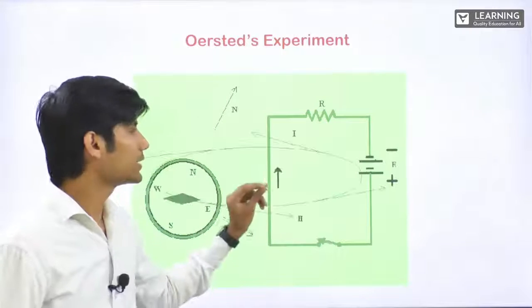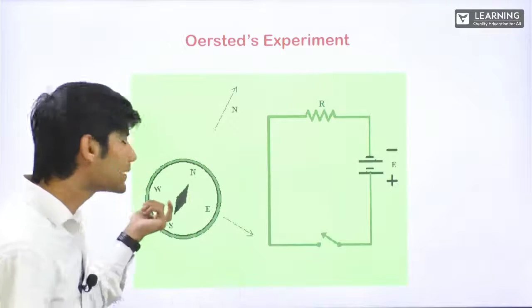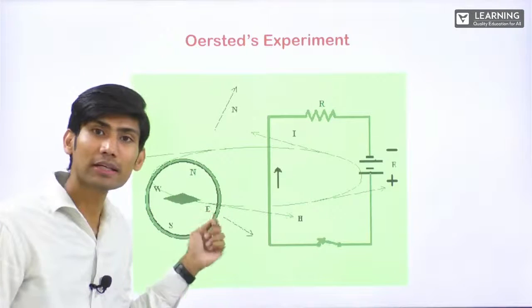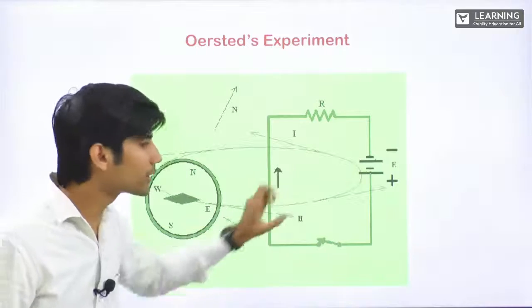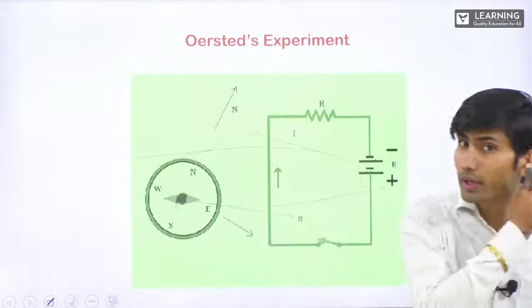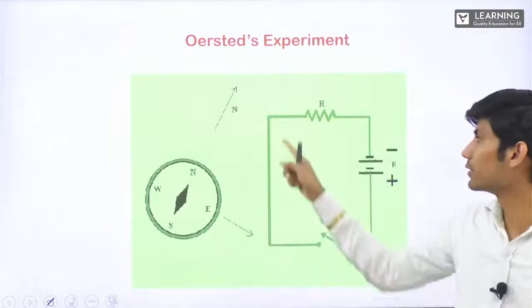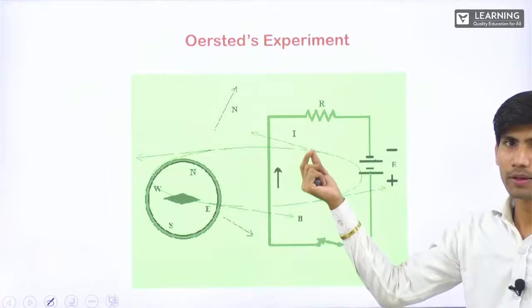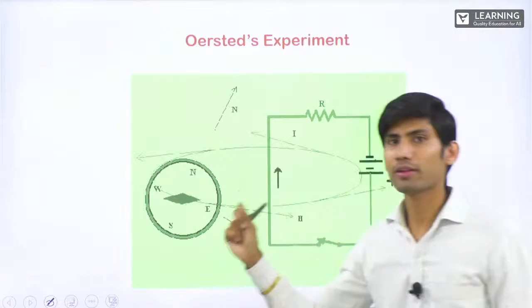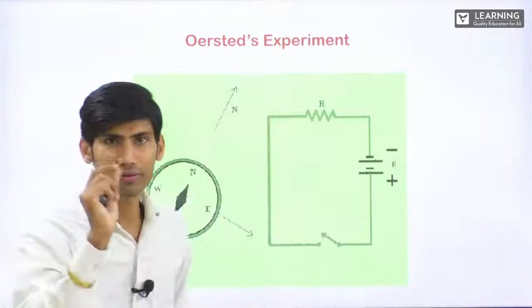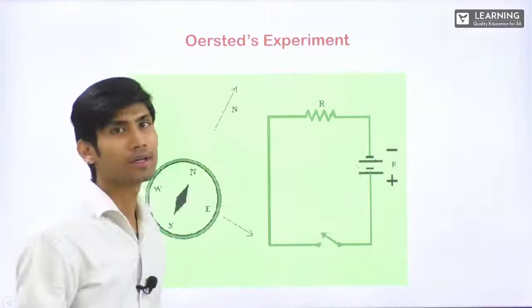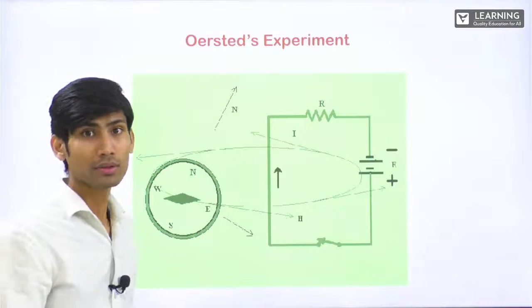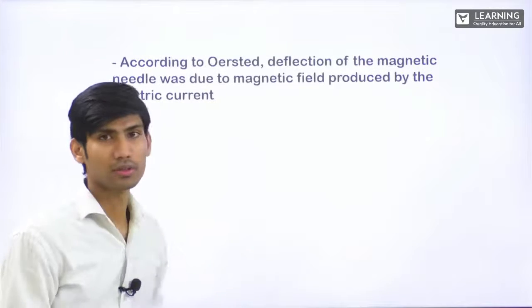Then he started increasing the current. The deflection in this compass started increasing. He started decreasing the current. The deflection in this compass started decreasing. With this particular experiment, finally what he concluded is that whenever there is a current carrying conductor, this wire is basically a conductor which is carrying current, right? Whenever there is current flowing in any conductor, there will be a magnetic field around it. Clear? So basically these were the conclusions.